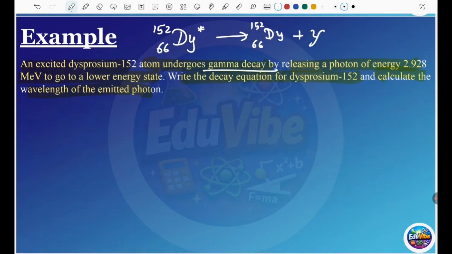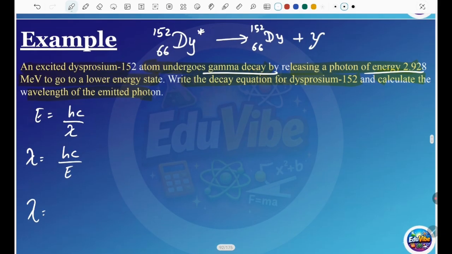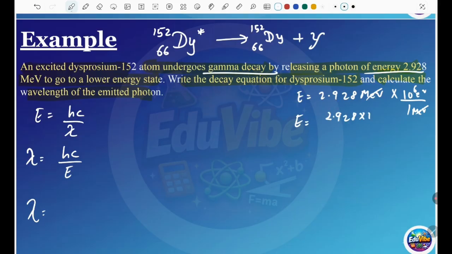And now we have to find the wavelength. For wavelength, E is equal to hc upon wavelength, so wavelength is hc upon energy. The energy of the photon is given to us over there as 2.928 MeV. You have to convert this to eV. So 2.928 MeV times 10 raised to power 6 eV upon 1 MeV. The MeV cancel, and you get the energy of about 2.928 into 10 raised to power 6 eV.